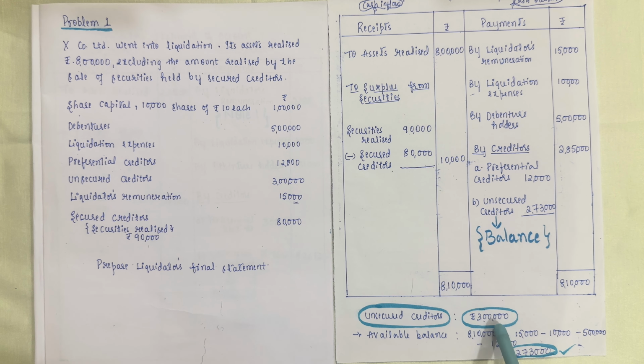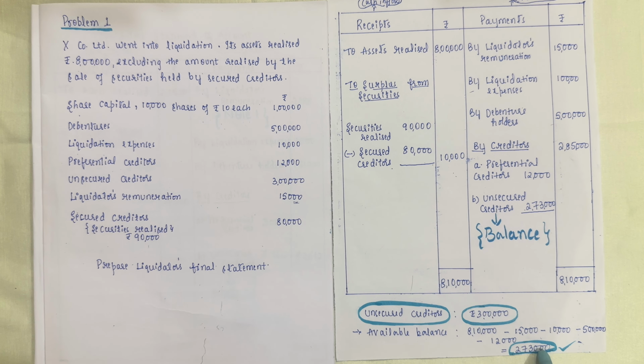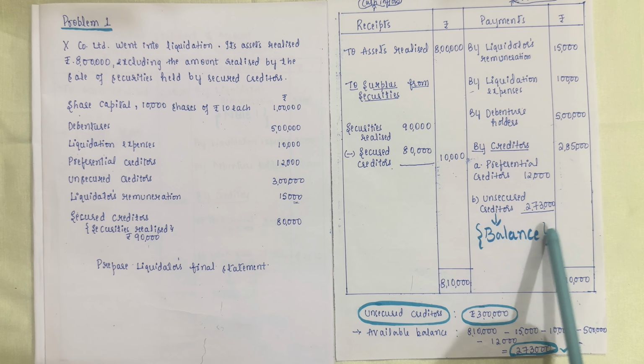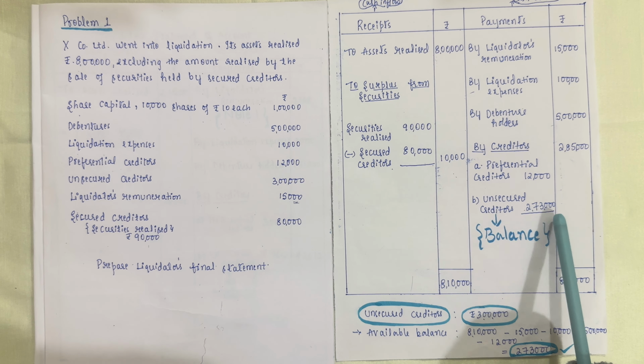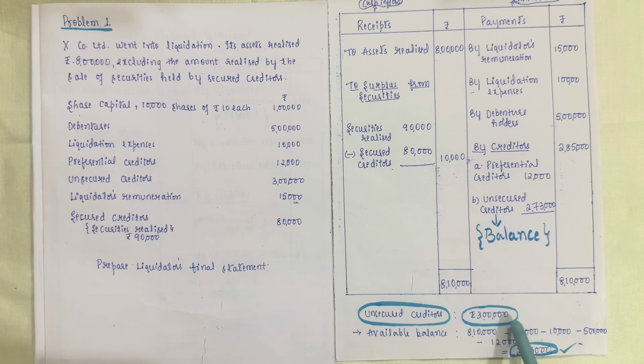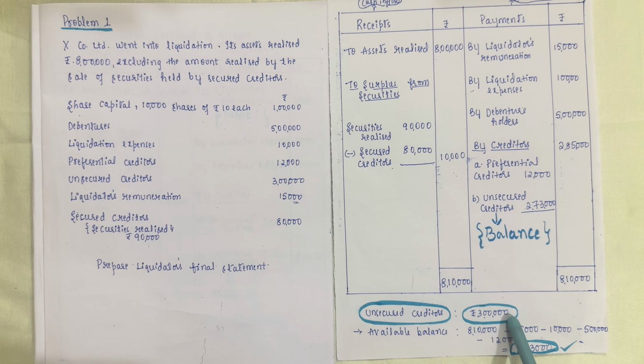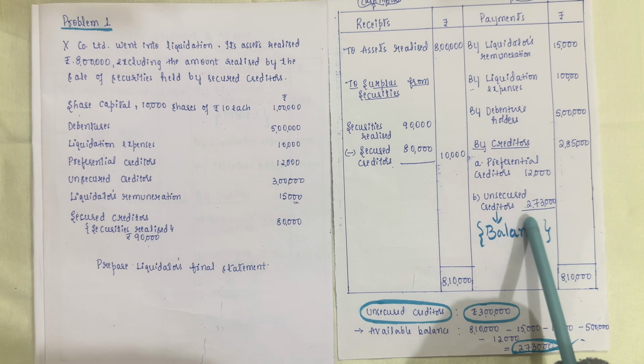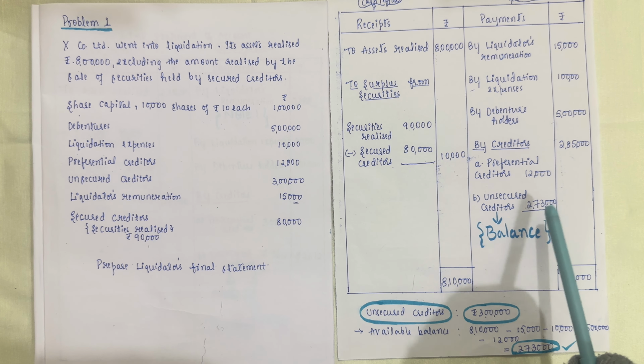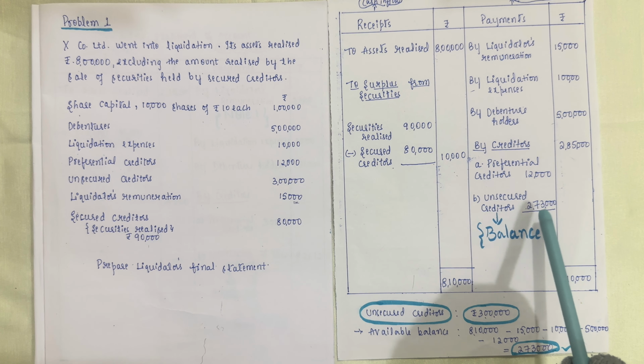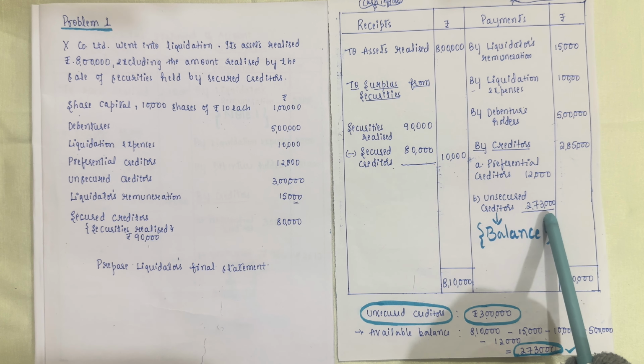Okay, but how much are we supposed to pay to unsecured creditors? 3 lakh. Can we make the payment? We have only this much. So what we have to do, for unsecured creditors, we can write only 2,73,000. What is the reason? We don't have enough money. We don't have 3 lakh rupees here. That is why whatever balance is there, that will be paid to unsecured creditors. Understood? The final balance, whatever is there, that we are writing here.